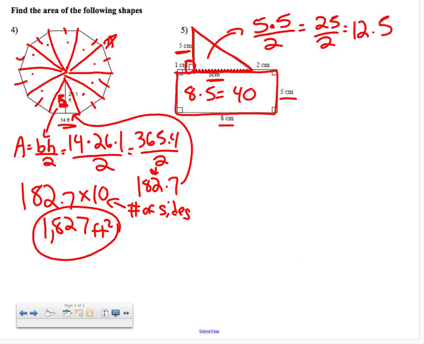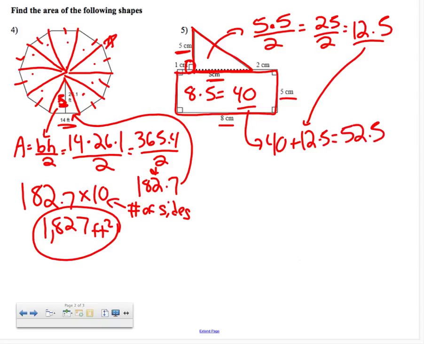So if I want the area of everything, I'm going to take the rectangle area plus the triangle area and get 52.5 square centimeters. That is my total area for the entire shape. So these last two area problems were a little bit more advanced because they required you to actually piece apart the shape and do this stuff separately and then put them back together only at the very end.